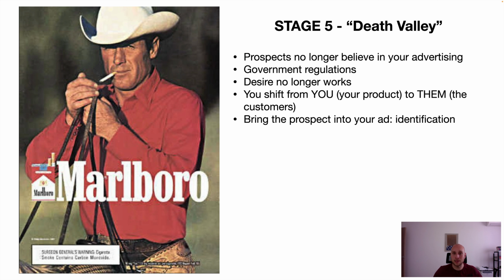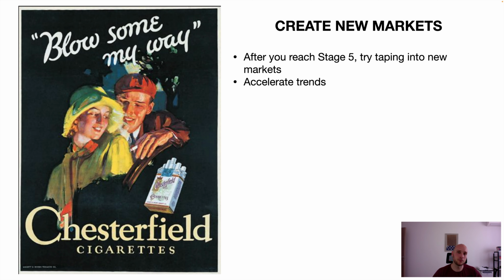So at this stage, again, you're no longer looking to make claims. You're no longer looking to exaggerate claims. You're only looking for one thing. Hey, who's our avatar? Let's bring them into our ad and let's make them identify with our product and with our ad. And as a bonus here, when you reach stage 5, you can do 2 things. You can do identification, which is totally fine. You should definitely do that. But there's also creating a new market opportunity. As soon as you reach stage 5, you can try tapping into this market, and it's usually accelerating trends.